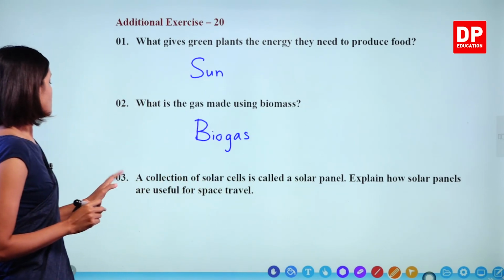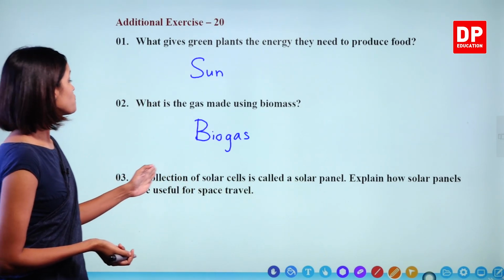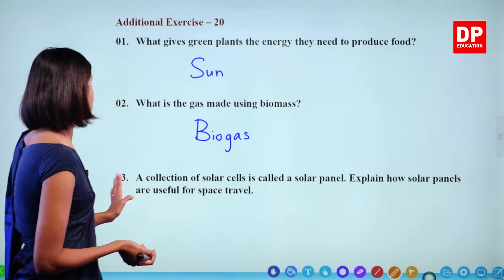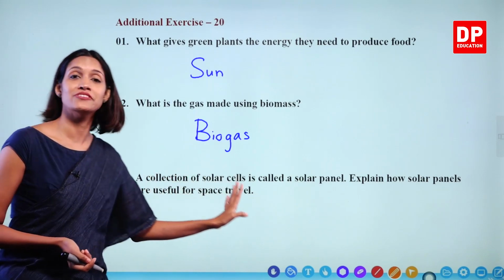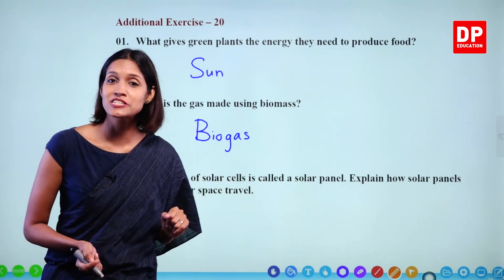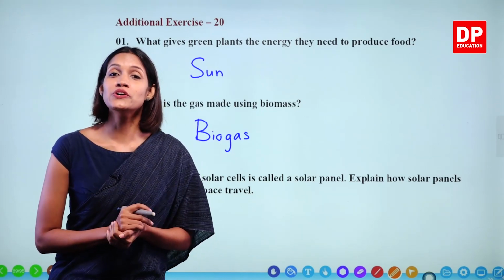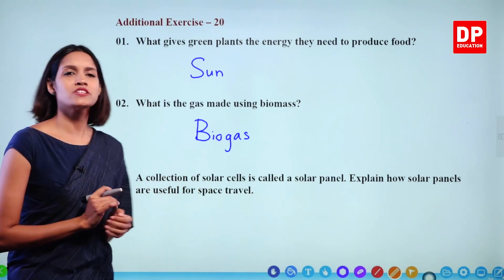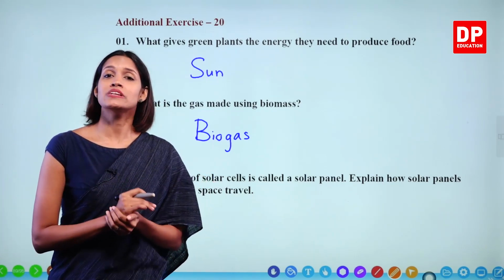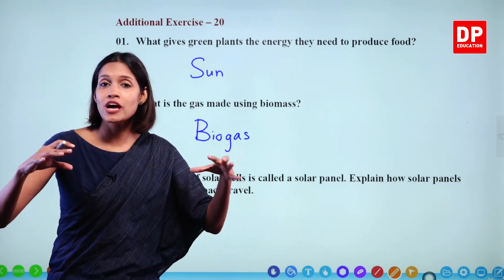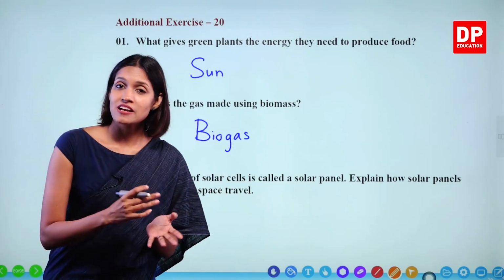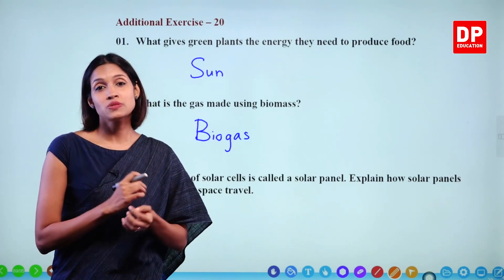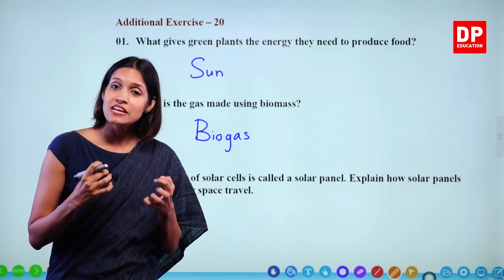Right. Number 3. A collection of solar cells is called a solar panel. Explain how solar panels are useful for space travel. Now, even this one we learned under solar energy or sun as an energy source. Do you remember this, children? I explained that in spacecraft, in artificial satellites, huge solar panels are fixed. These spacecraft have to orbit the Earth, so they need energy to do this work. Where do they get this energy from?